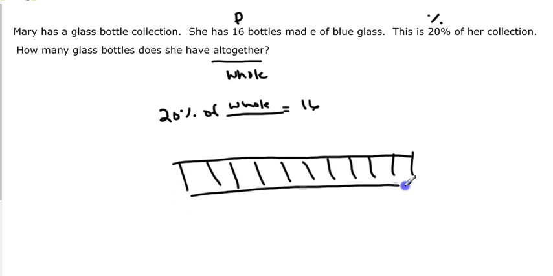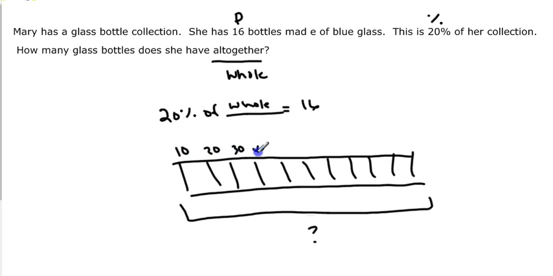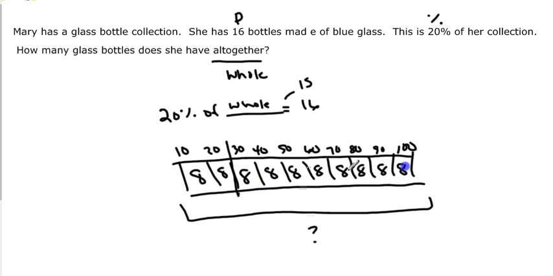I'm going to set it up here. And again, I'm missing the whole thing, so I have a question mark here. Each one of these is my percentage. And what I know is 20%, and remember this equal sign means is 16. So if I have 20% here, these two equal pieces make 16. So each piece has to be worth 8. 8 plus 8 makes 16, which makes our 20% of our collection. So everything has to equal 8. So 8 times 10 is 80. So her whole collection is 80 pieces.